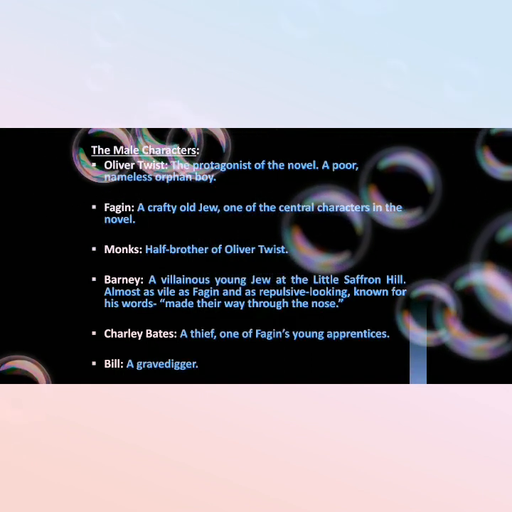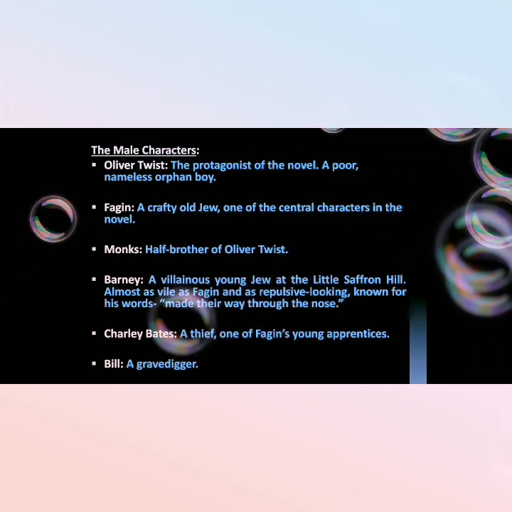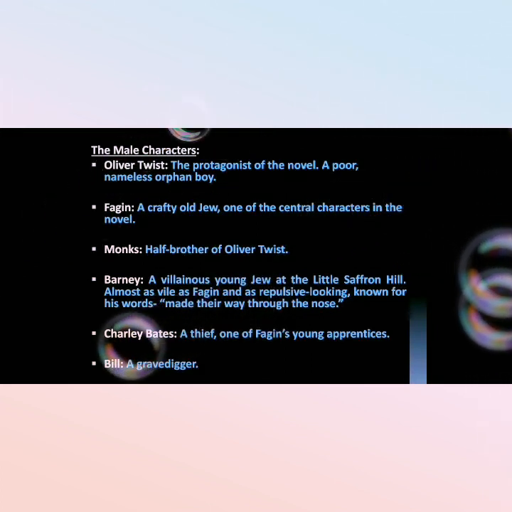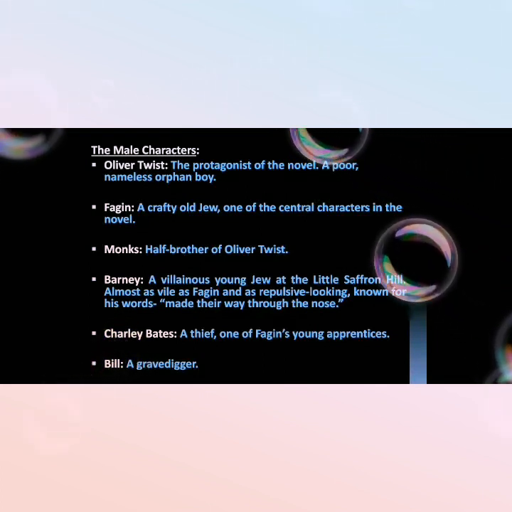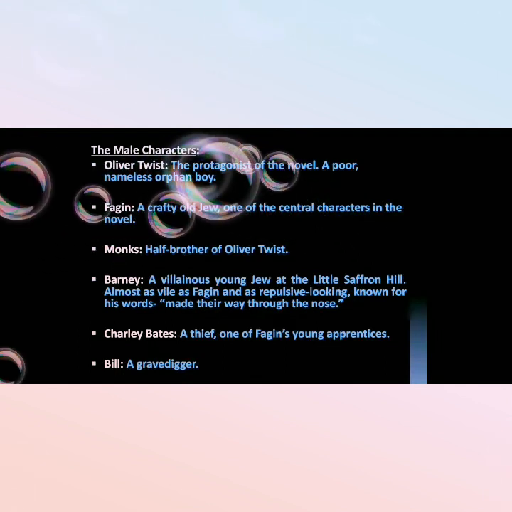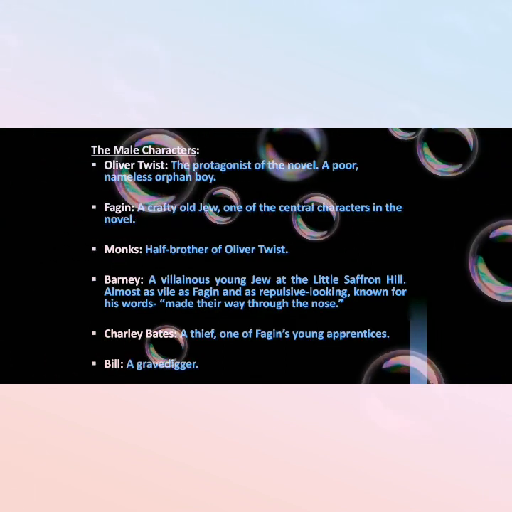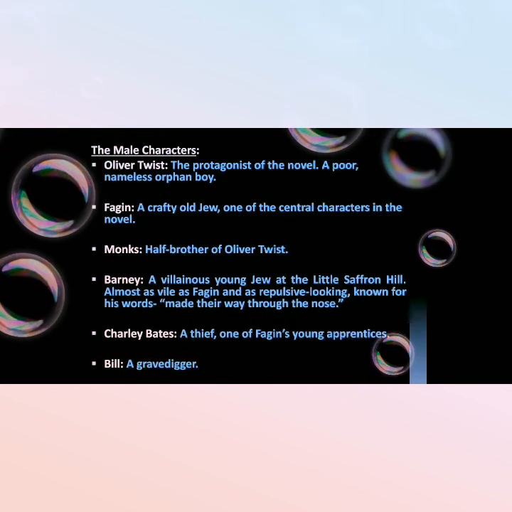And then there we have the character Bernie. He is a villainous young Jew at the Little Saffron Hill. He is as vile as Fagin and as repulsive looking, known for his words, which is quite important. He speaks his words through the nose. And then we have the character of Charley Bates, who is a thief, one of Fagin's young apprentices. Then there is a gravedigger named Bill.